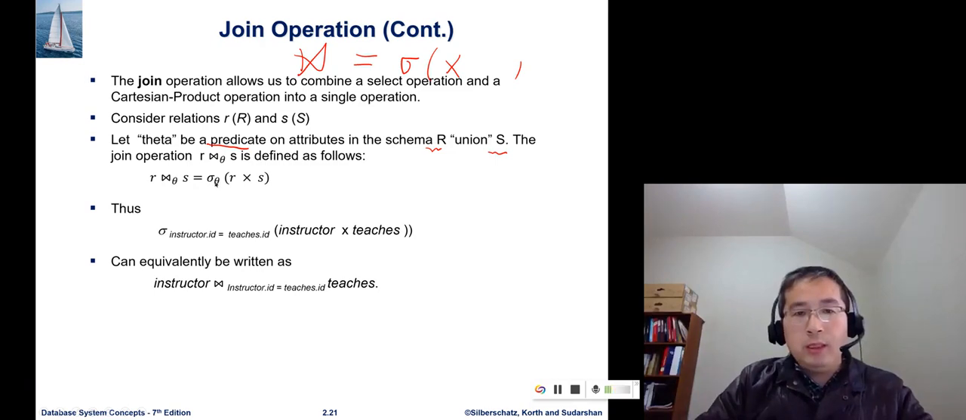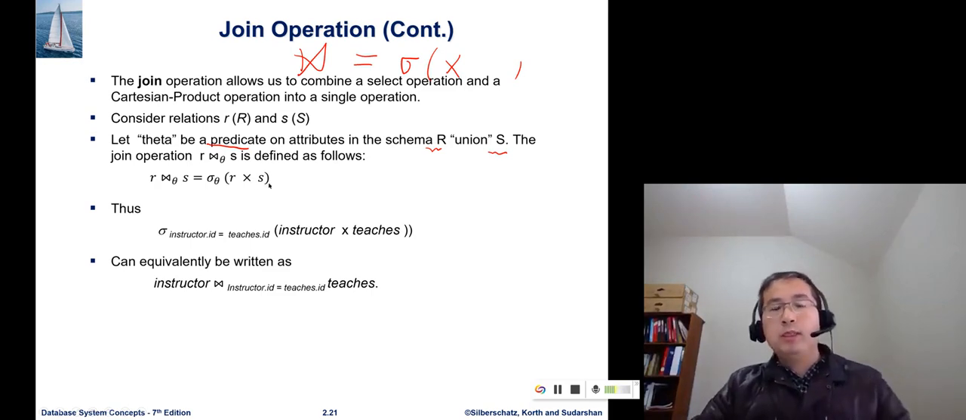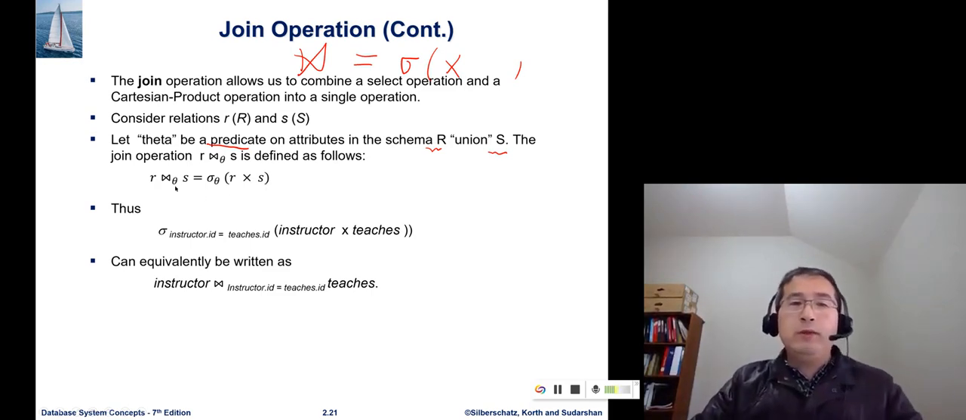Okay, R Cartesian join, Cartesian product S. This is in fact just a mathematical description. For example, if we write out the previous example, that one will be sigma instructor.id equal to teachers.id.